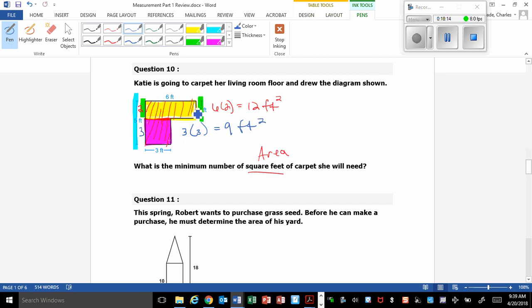Now it's 1 room, so we need to combine these 2 right here. So it's going to be 12 plus 9, and we know 12 plus 9 is 21 feet squared. So she's going to need 21 square feet of carpet.